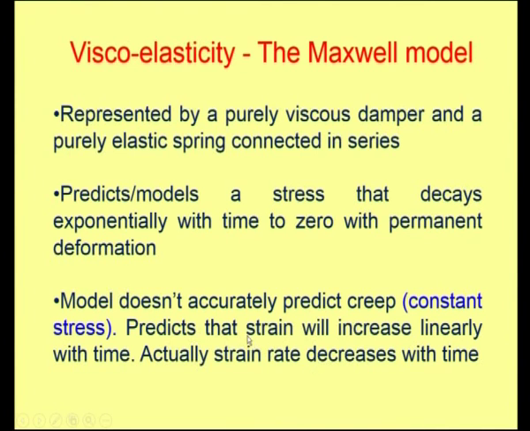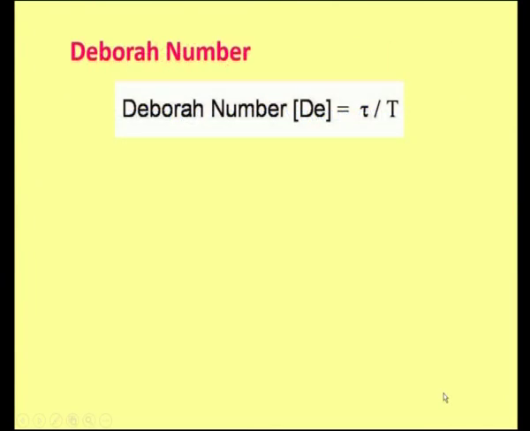Therefore, here in this model the strain will increase linearly with time. Actually, the strain rate will decrease with time, whereas the strain will increase with time. Then there is a one dimensionless number called Deborah number. It is the ratio of tau by t. This tau is the relaxation time or the Maxwell time constant, and t is the observation time.